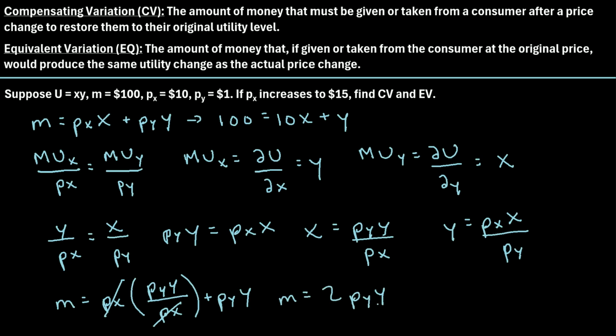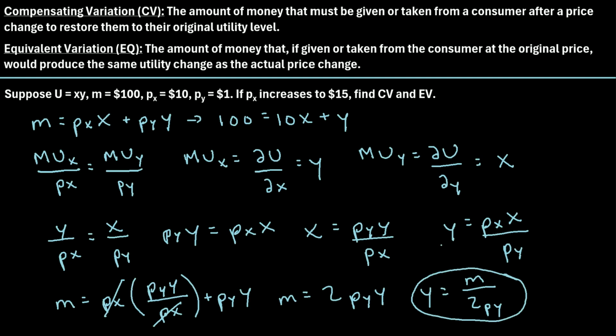Now we can solve for Y by dividing both sides by 2 times the price of Y. We'll find that Y is equal to M divided by 2 times the price of Y. So what this tells us is this is the optimal quantity of Y to consume to maximize our utility based on income and the price of Y.